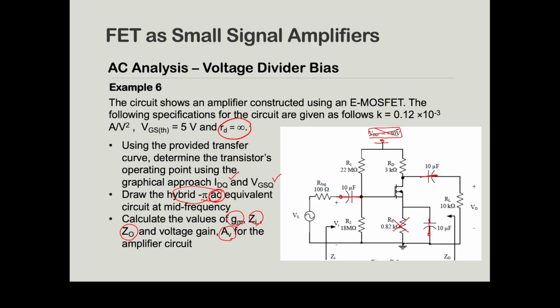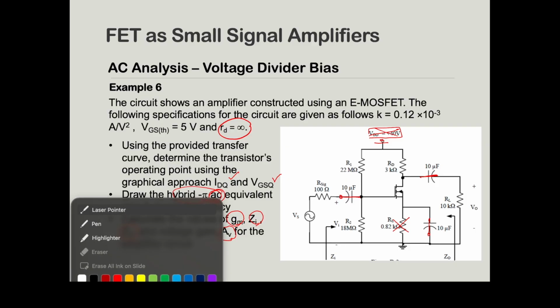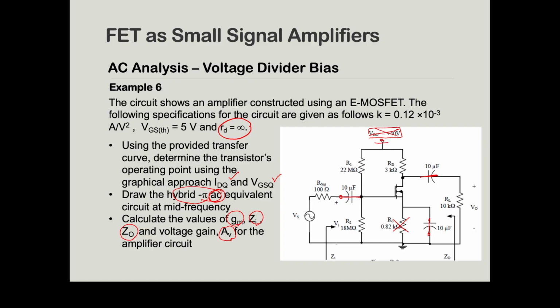things that you should have in mind regard the hybrid pi model. So your hybrid pi model for your AC analysis will be: this is your S, this is your transconductance, and this will be your drain. You don't have to include the RD because your RD is infinity, right?